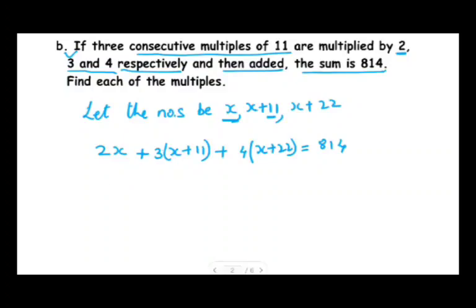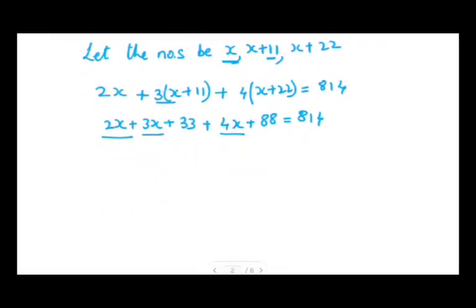So now, find each of the multiples. So 2x plus 3 into x makes it 3x, plus 3 into 11 makes it 33. Correct? Plus 4 into x makes it 4x, plus 4 into 22 makes it 88, is equal to 814. Simple, understandable till here? 2x plus 3x plus 4x. So 2x plus 3x makes it 5x, 5x plus 4x makes it 9x, plus 33 plus 88.